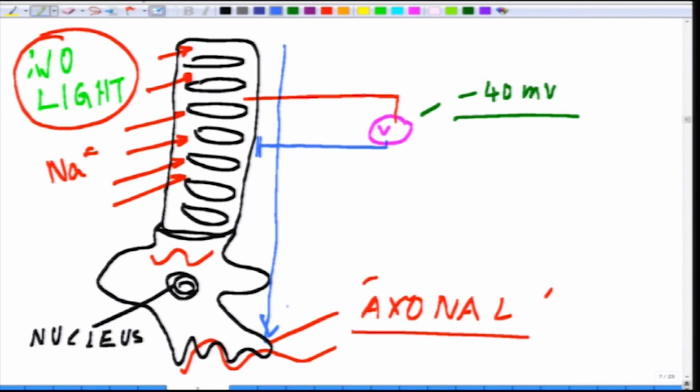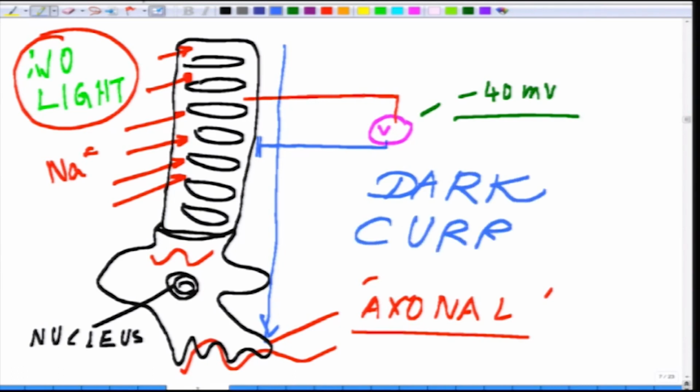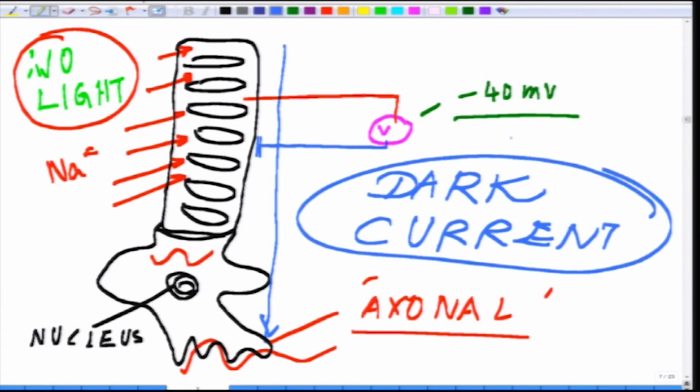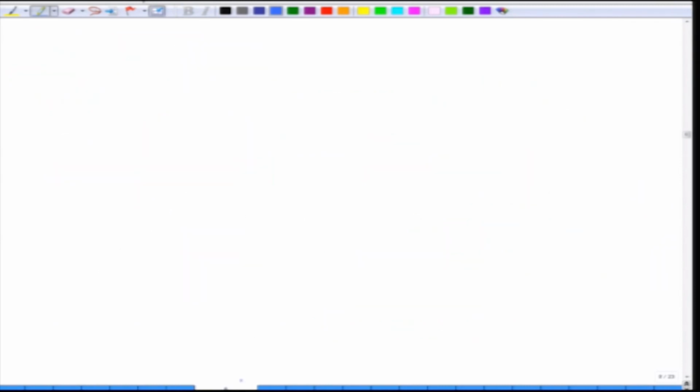Now, when the light falls, what I was trying to discuss with you is the dark current. There is no light, yet it is generating action potentials. Now, next let us go to the next situation. In the next situation, what is happening?